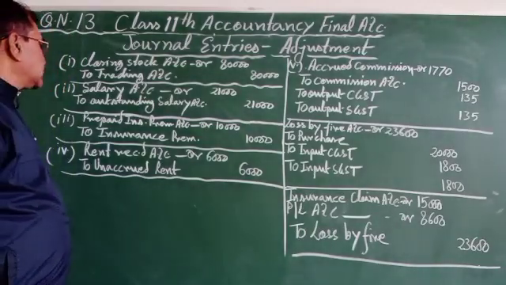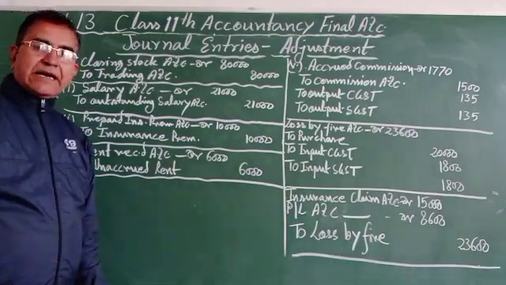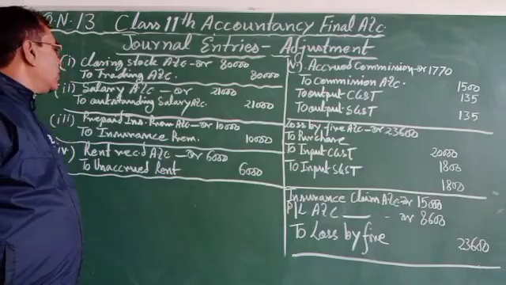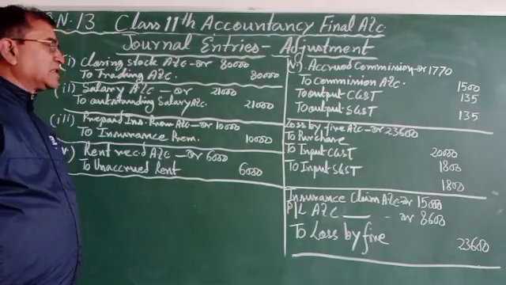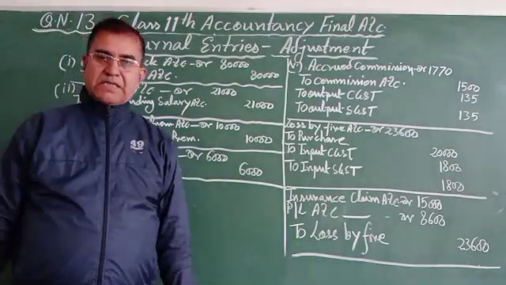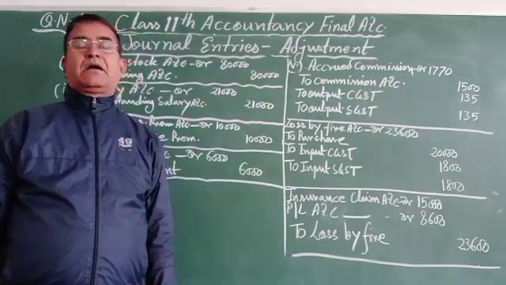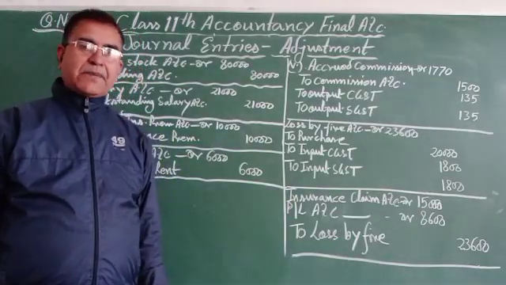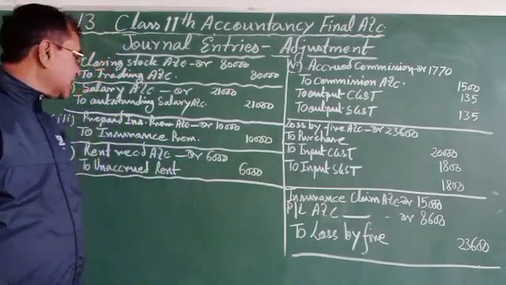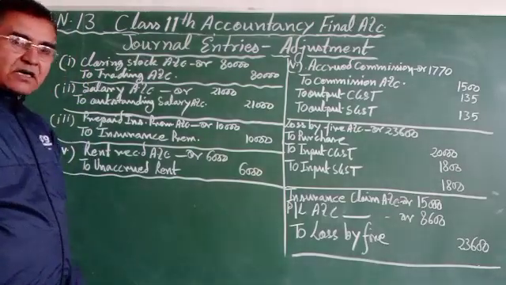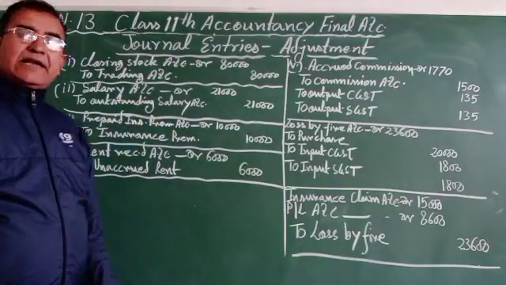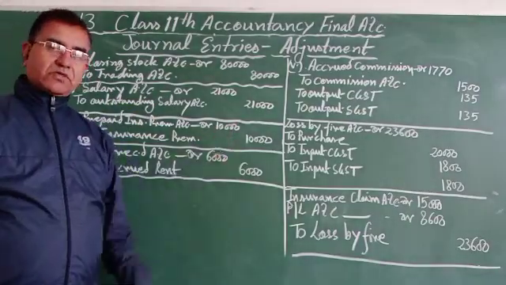Salary outstanding salary is given. Salary and wages are exempted from the GST. So the actual amount given in the information, 21,000 as outstanding, means this has been incurred during the assessment year but not paid in the particular year. It will be paid in the next year. That's why it will be added in the concerned expense, the salary. So salary account debit to outstanding salary account 21,000.